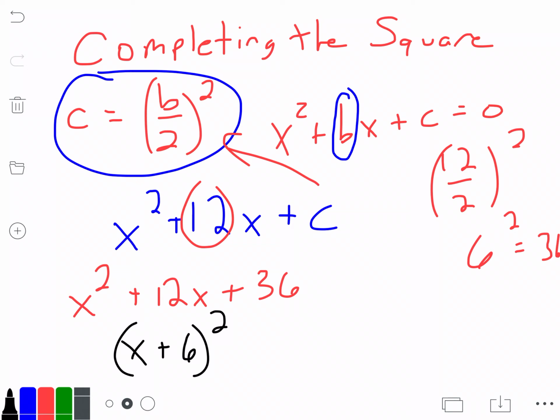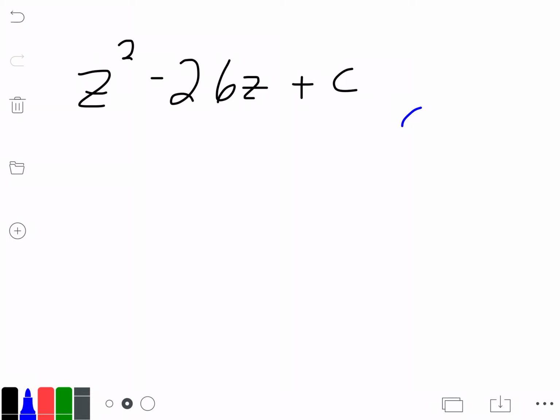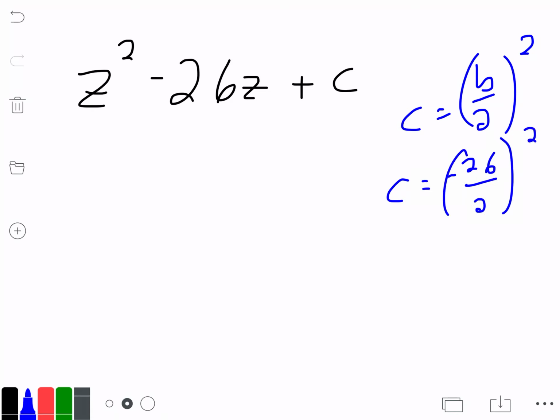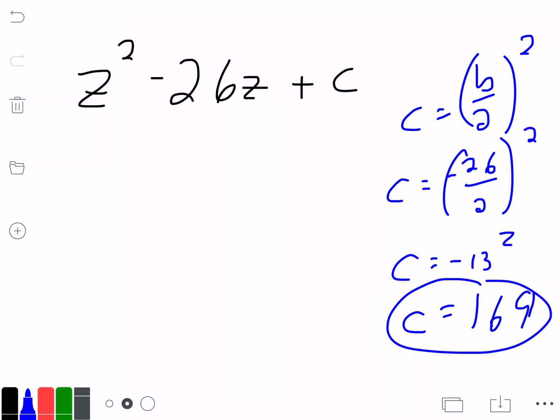If you take a look at letter B for example 1, we have z squared minus 26z plus c. We want to solve for c, so we're going to use c equals b divided by 2, in parentheses, squared. Our b is negative 26. Negative 26 divided by 2 is negative 13. Negative 13 squared, which means c equals 169. So this is going to be a perfect square trinomial.